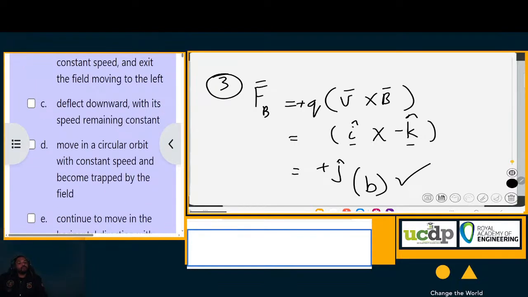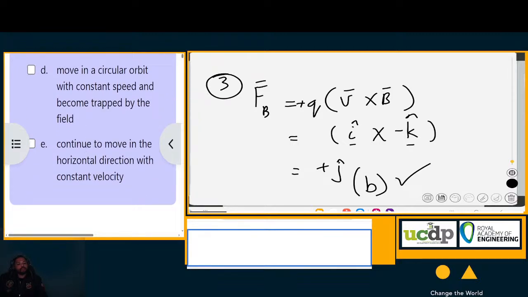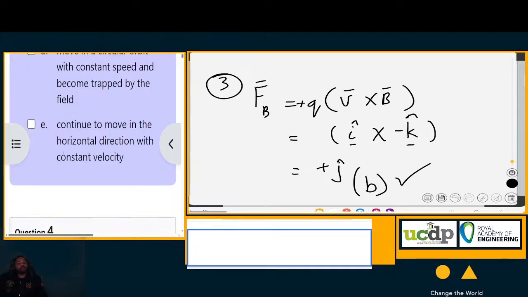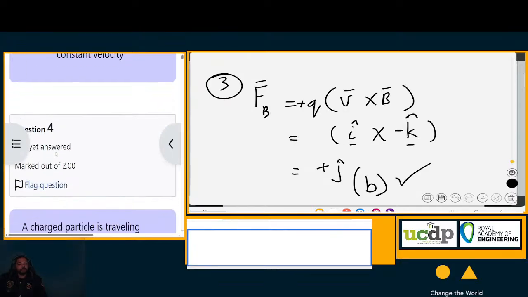C, it will deflect downward. No. D, it will move in a circular orbit with constant speed and become trapped by the field. No. E, it will eventually move out of the field and continue to move in a horizontal direction with constant velocity. That's also wrong. So B is the correct answer.